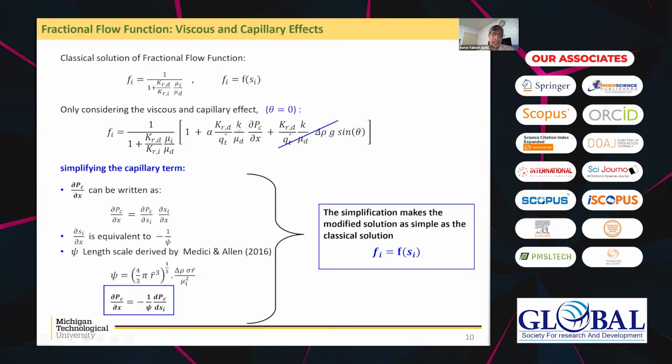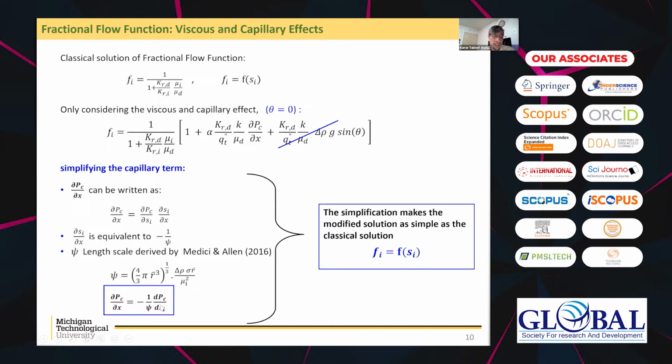In the capillary term, we can see the capillary pressure is a spatial derivative. However, the available correlation is in terms of saturation. So in this study, we simplify this term by using the chain rule as shown here. Now we have the capillary pressure derivative with respect to saturation, but we still have this term. We found that this term can be simplified based on the length scale suggested by Medici and Allen. This length scale is equivalent to the interaction between the immiscible displacement properties and the two immiscible fluids, so the capillary spatial derivative can be written in this form.